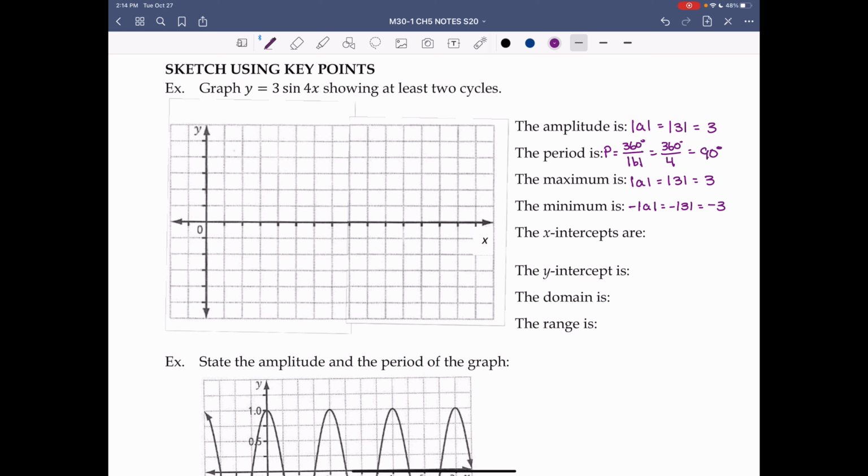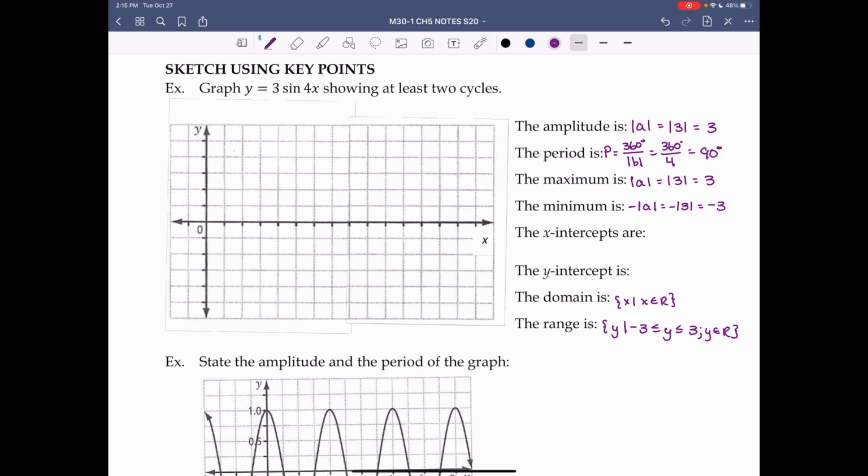The domain, there's no stated domain here, so our domain would just be x such that x is an element of the real numbers. And the range would be defined by our amplitude, since there's no k value, no vertical shift. So y such that -3 is less than or equal to y is less than or equal to 3, y an element of the real numbers.